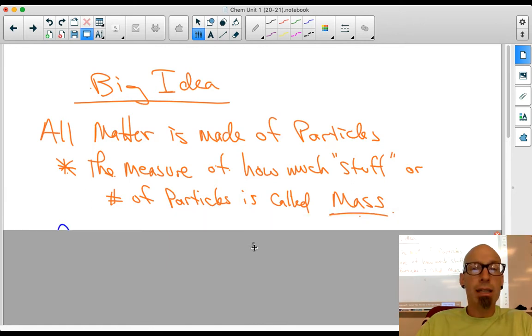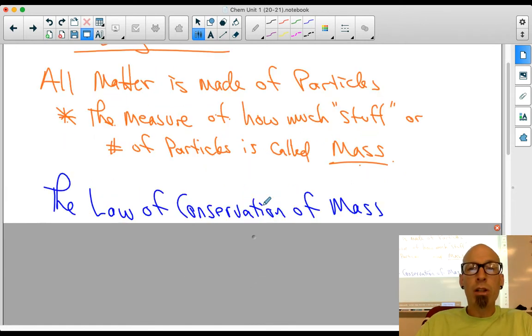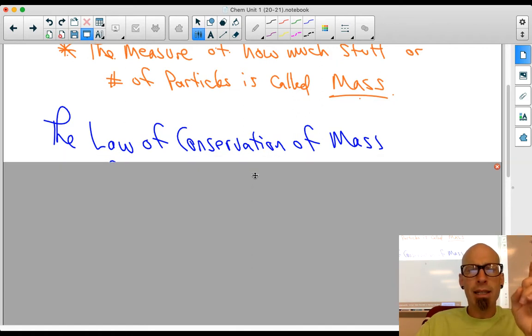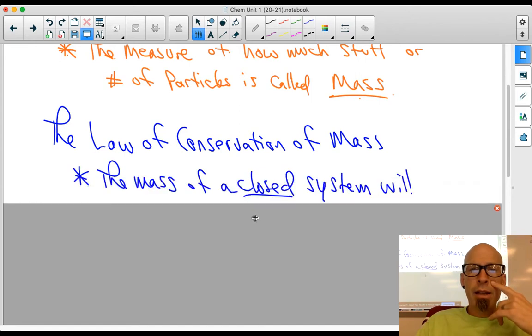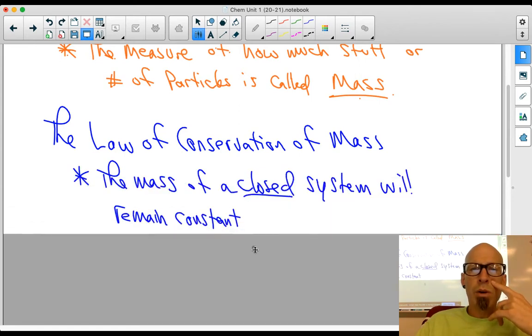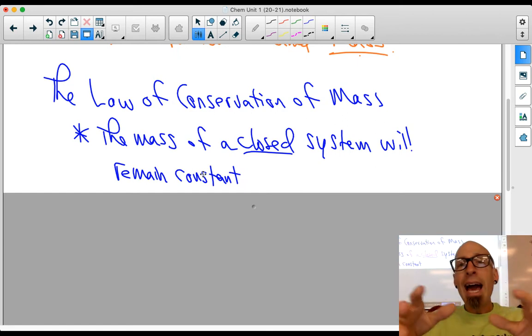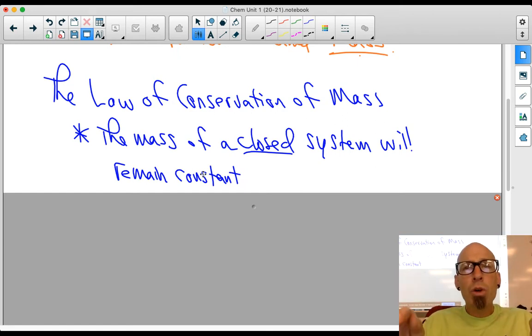Then we went on to say this. There's this thing called the law of conservation of mass. Again, if at any point you're not getting all this, then pause it, write it down, and then come back and keep watching. The law of conservation of mass says this, and some of you may already know it: the mass of a closed system will remain constant. The mass of a closed system will remain constant. Now, in the lab, very few of you had the mass stay the same before and after. Very few had the mass stay the same. Most of you had the mass change.